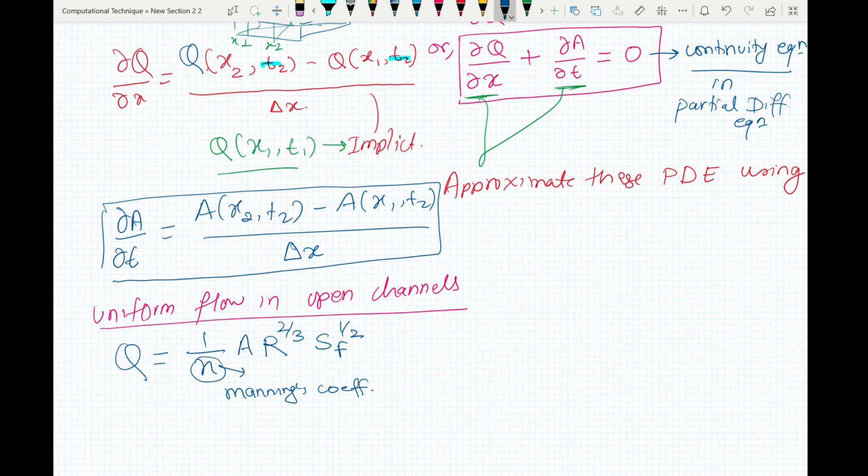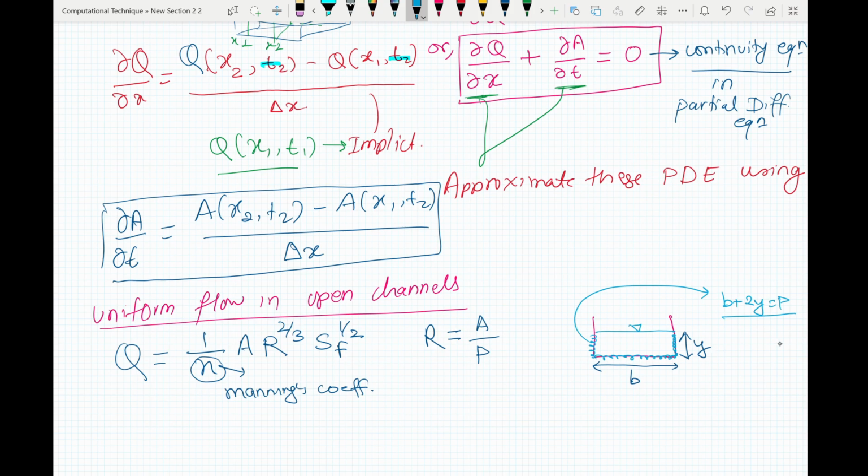Your R is given by area by wetted perimeter, which is, if you have a channel like this and water flowing like this, let's say the width of the channel is B and depth of the water is Y, then your wetted perimeter is this part here, the boundaries of the channel which are wet or which are covered by the water. So this will equal to B plus 2Y equals wetted perimeter. In a wide channel, your wetted perimeter can be approximated by B. If your channel is so wide and your depth of flow is so small, then your wetted perimeter will be approximated by the width of the channel.